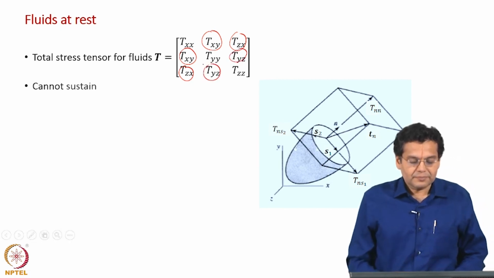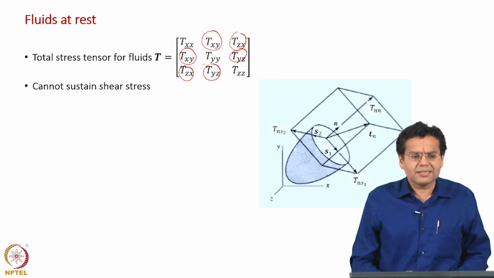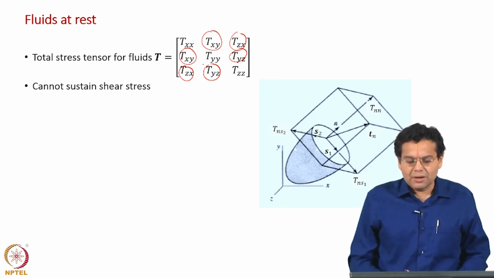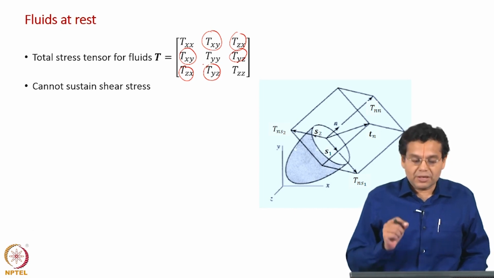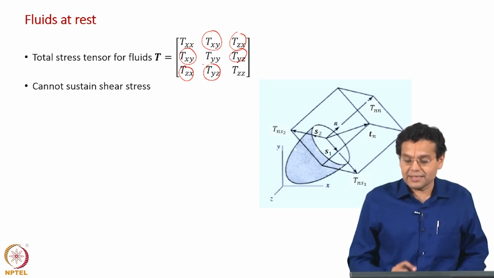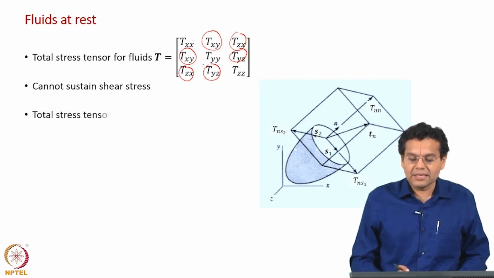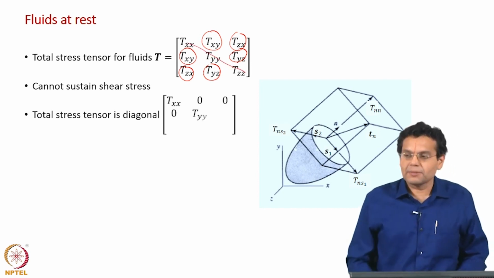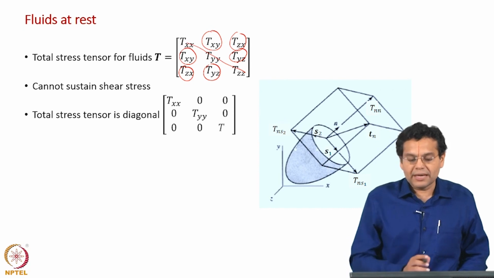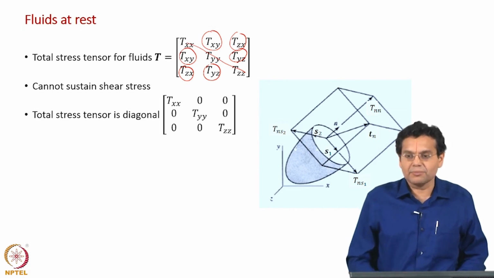Now, what did we say? Cannot sustain shear stress. What does it mean? This stress tensor, if you apply it for a fluid at rest under static condition, then you will not have all these shear stress components at all. The diagonal elements are the normal stress components, the off diagonal elements are the shear stress components.